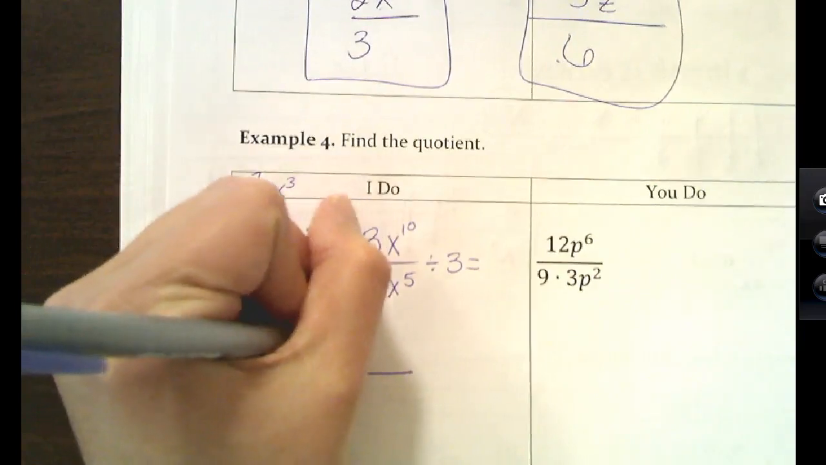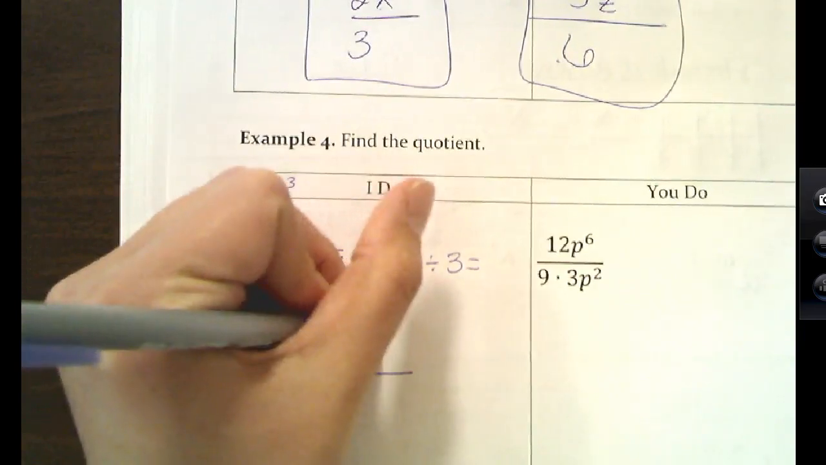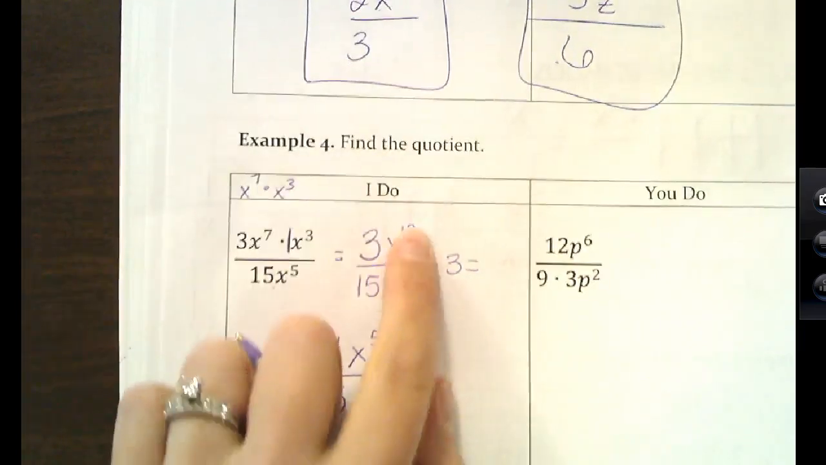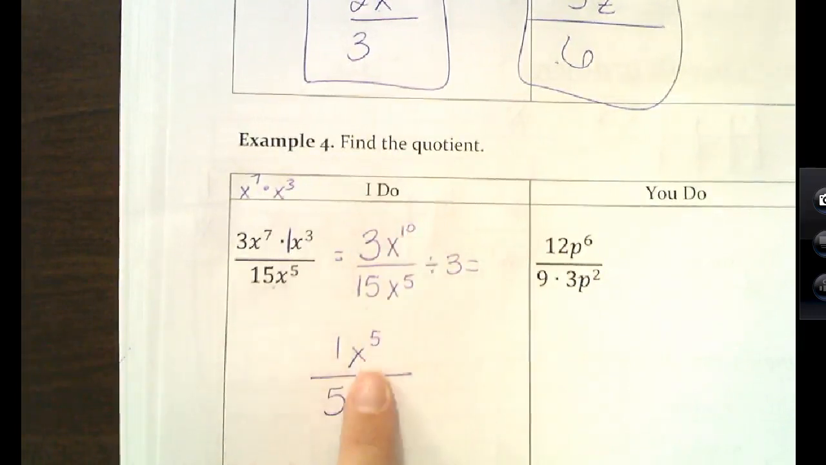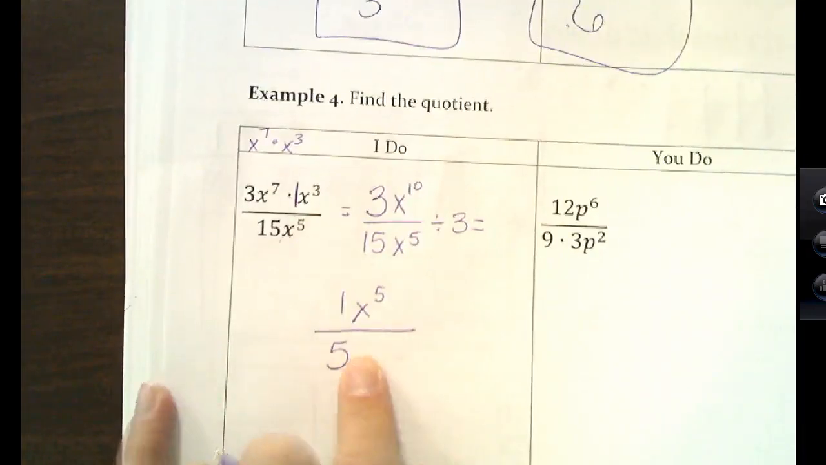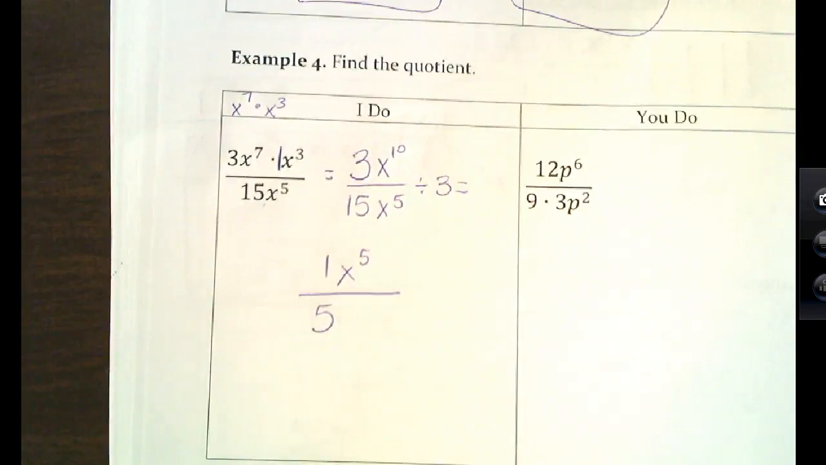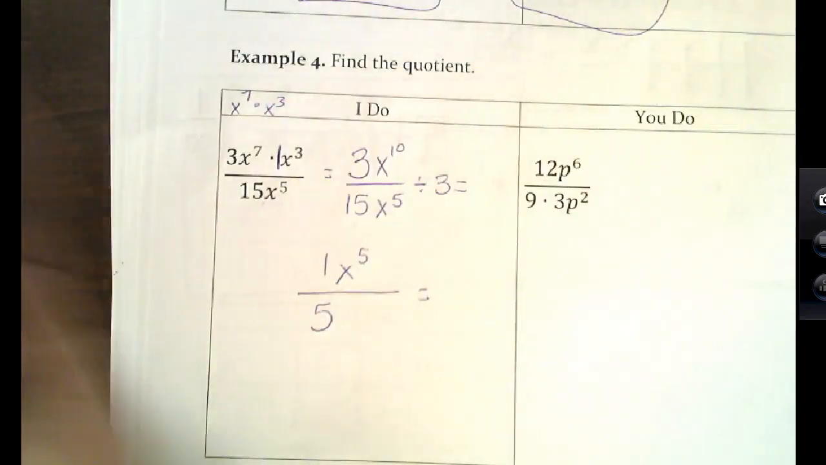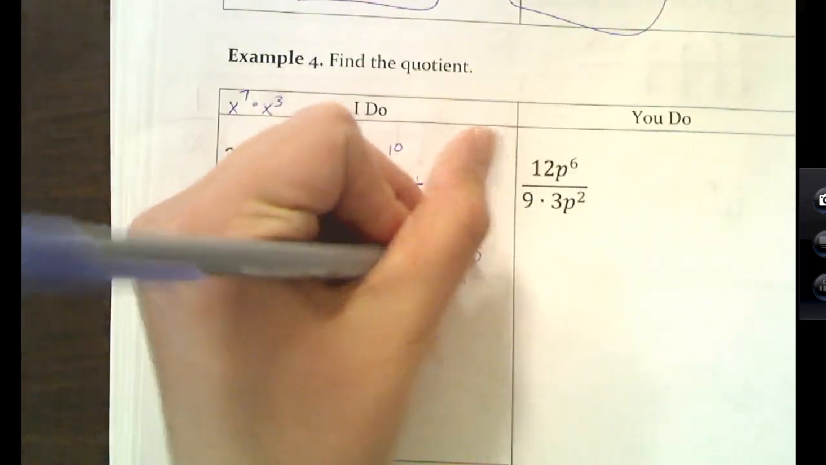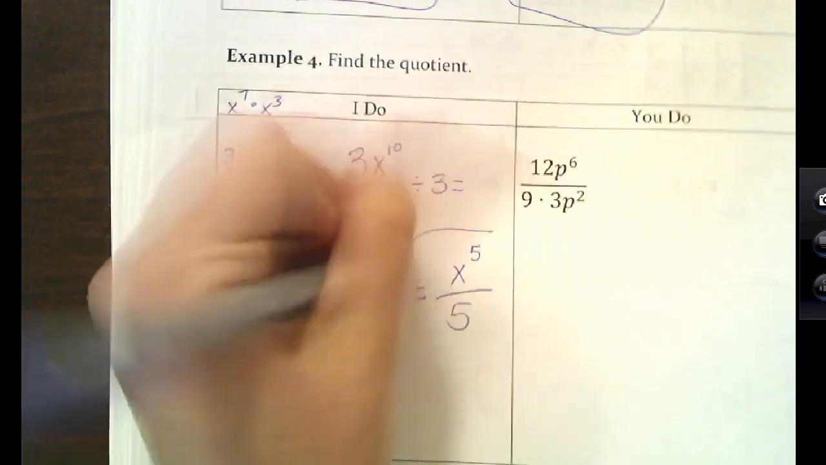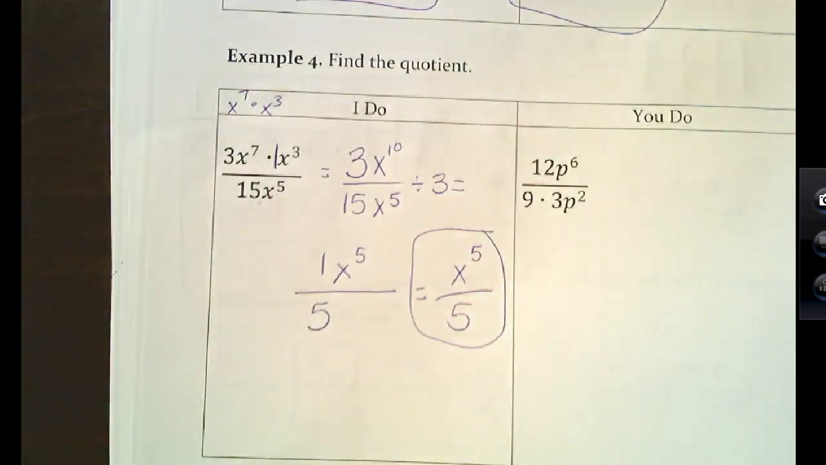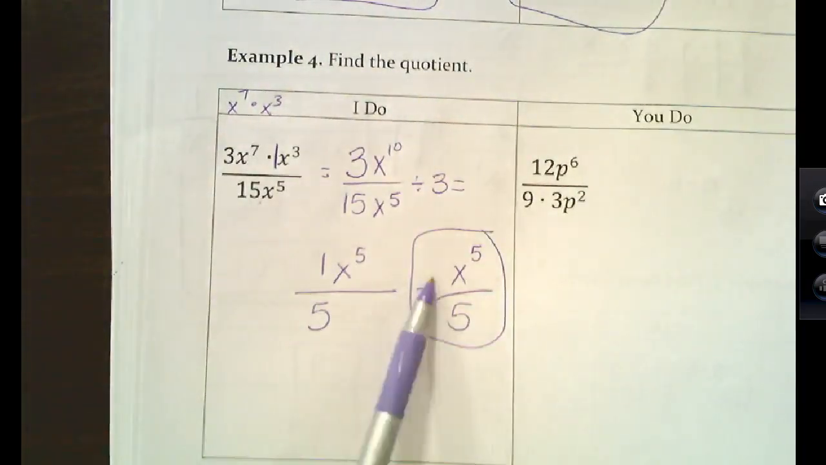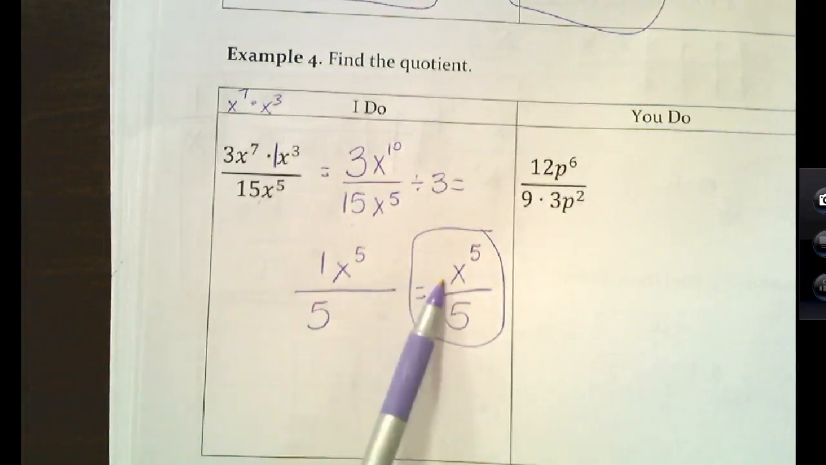And did we have those more x's in the numerator or denominator? We had 10 and 5. There were more in the numerator, so they end up in the numerator. Does anybody know a different way you could write this final answer? There is one other way. Yep. Very good. You could simply write x to the 5th power over 5. So go ahead and write that down. If your coefficient's 1, you don't have to write it.